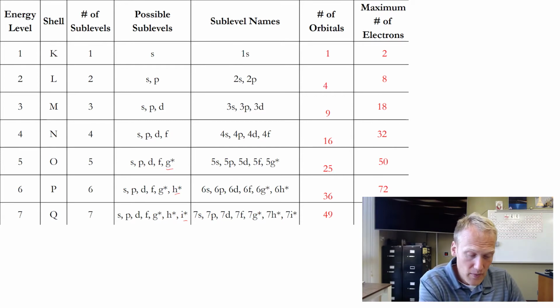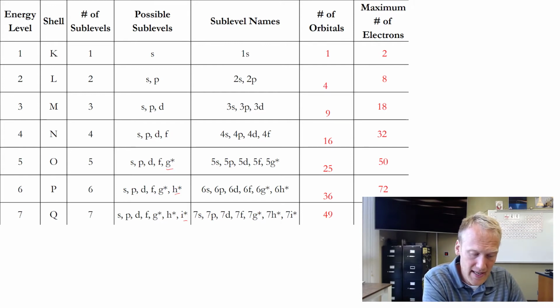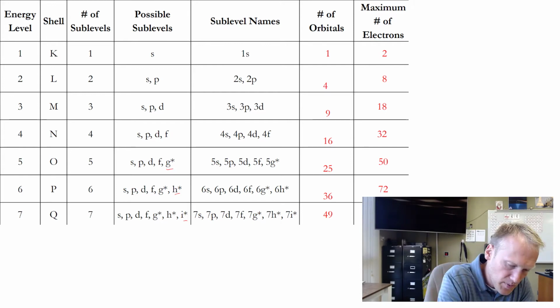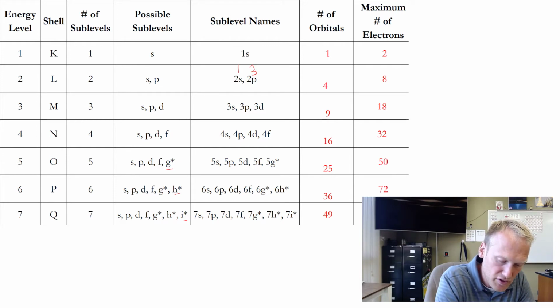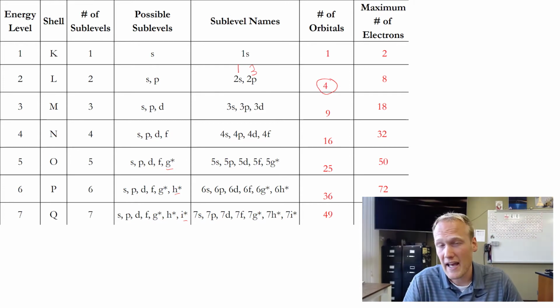You can see here over to the right, this would be the total number of orbitals in this energy level. So there is 1 sublevel here and 1 orbital in that energy level, which means the first energy level can only hold 2 electrons. But in the second energy level, we have 2s and 2p. S would have 1 orbital, and p sublevels have 3 orbitals, for a total of 4 orbitals, meaning the whole second energy level can hold 8.